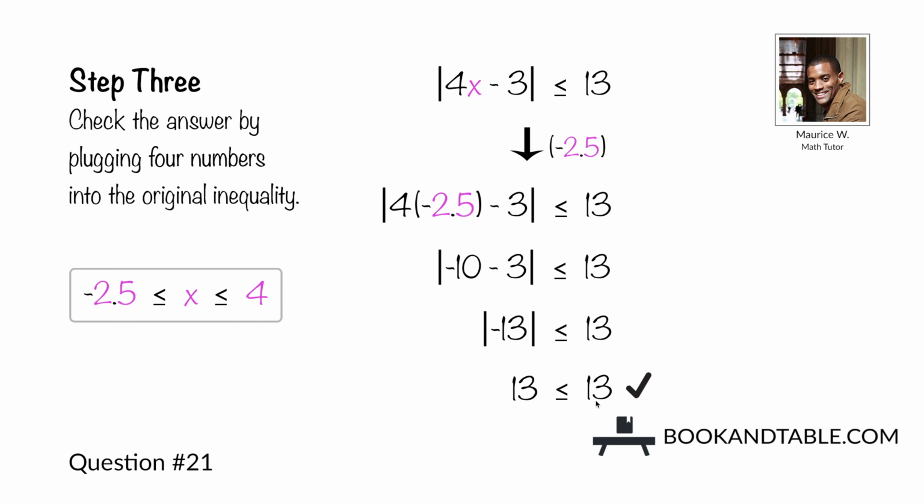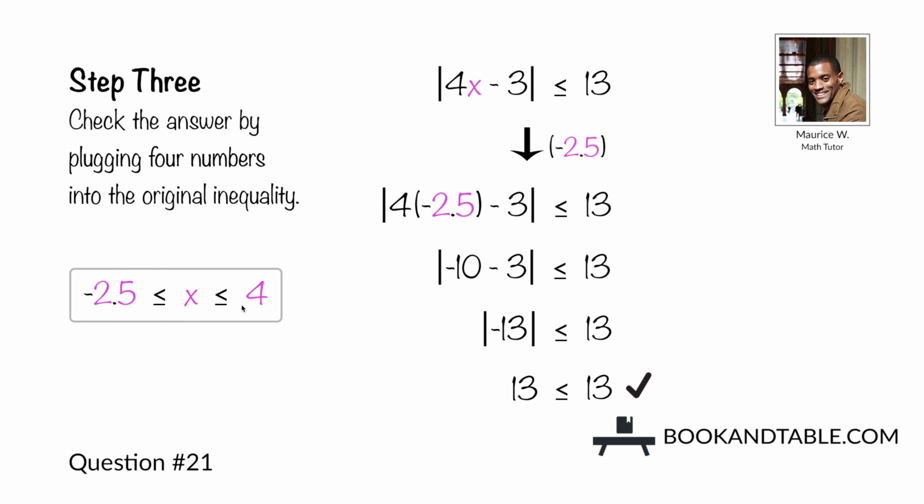And now we plug in negative 2.5 for x. 4 times negative 2.5 gives you negative 10. Negative 10 minus 3 gives you negative 13. And the absolute value of negative 13 is 13. Leaving you with the true statement, 13 is less than or equal to 13. So those two numbers show that this end of the answer is correct. This side of the answer.